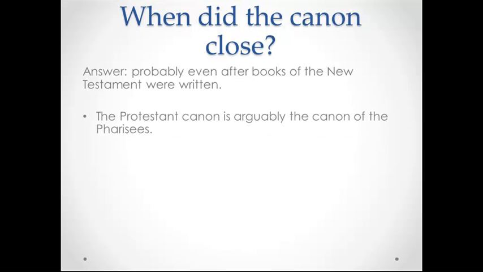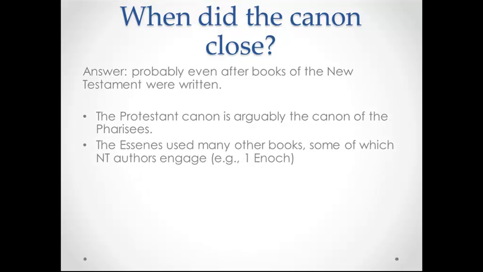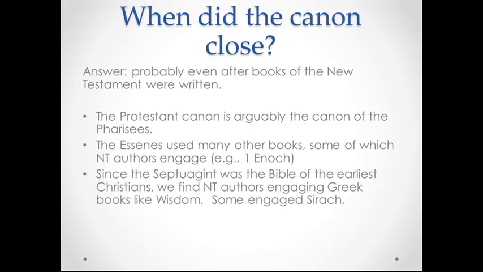The Protestant canon is arguably the canon of the Pharisees. Now we're getting into really debatable territory here, but it seems to me that the books that are considered authoritative by Protestants is largely the same as the books that the Pharisees at the time of Jesus would have considered authoritative. Now the Essenes, another group, used many other books, some of which the New Testament authors do engage. So Jude quotes 1st Enoch. I wonder if some early Christians were Essenes or used as scripture some of the books that are in the Essene canon. The Sadducees may have stuck more to the first 5 books, the law, and engaged those other books less. Diaspora Jews may have engaged the books outside the law less.